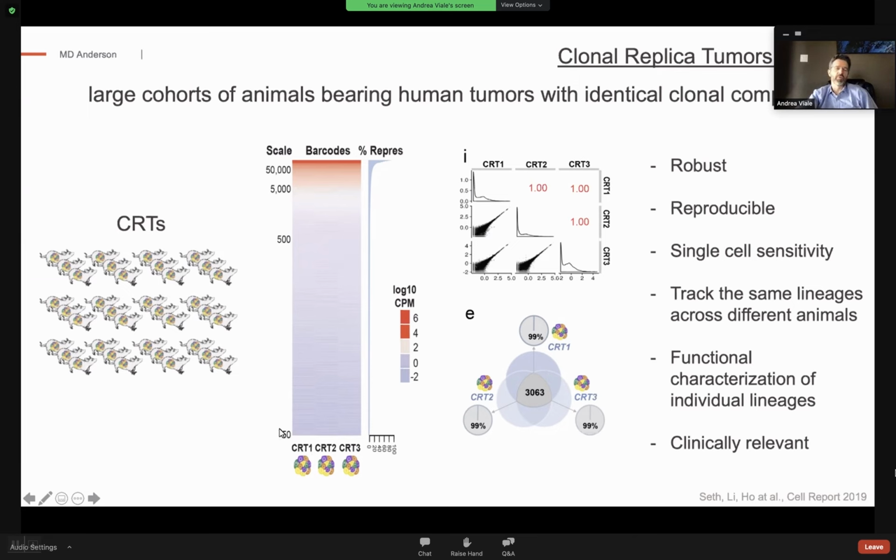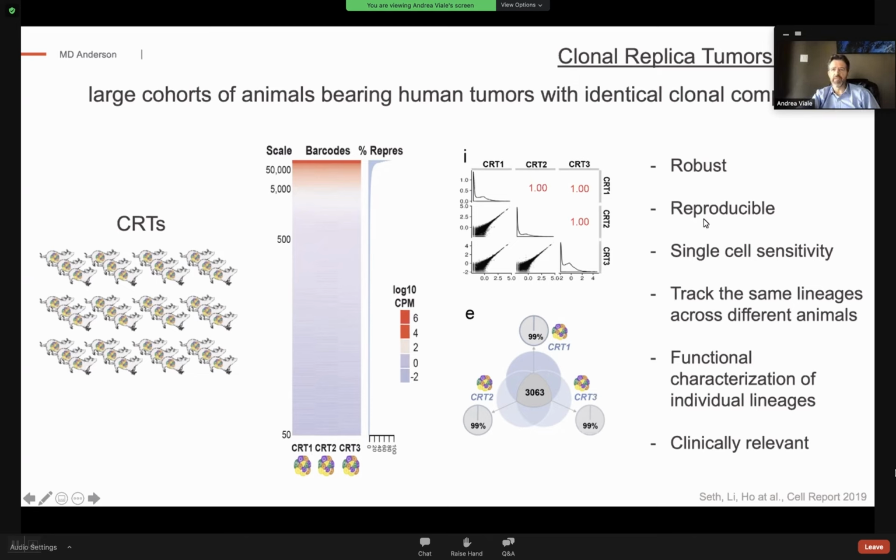We have 3 tumors in a cohort. Each line here in the heat map is representing a barcoded population. And you can clearly see that the number of cells and reads generated by each barcoded population is exactly the same in the 3 animals, okay? Indeed, the correlation of the barcoded populations is very, very high, close to 1, so they are virtually identical. And the common clones, the common barcoded populations, basically represent virtually the entire tumor mass.